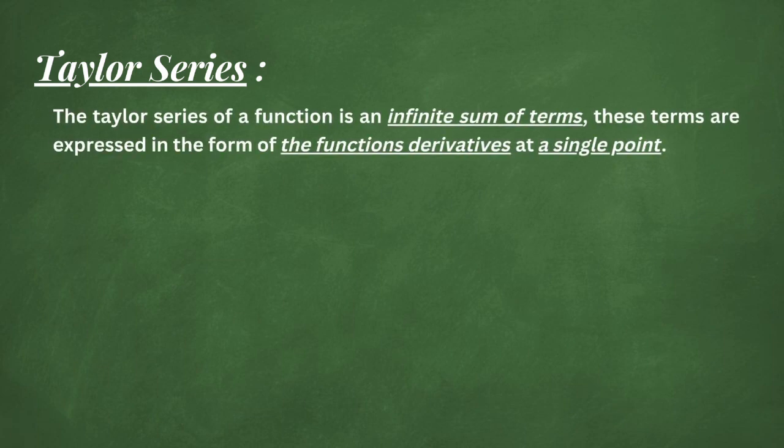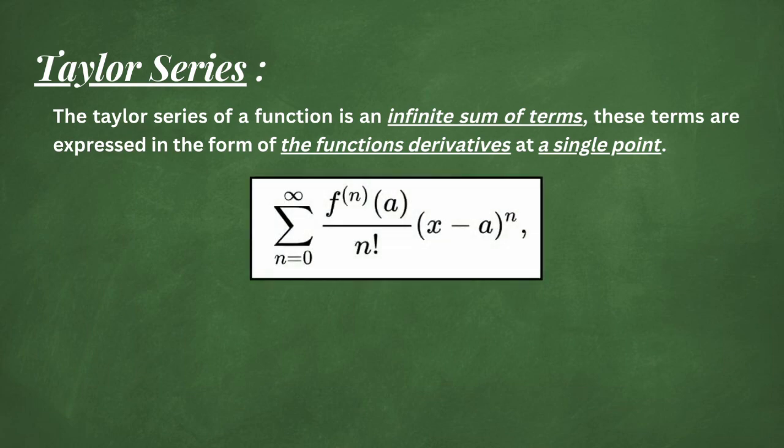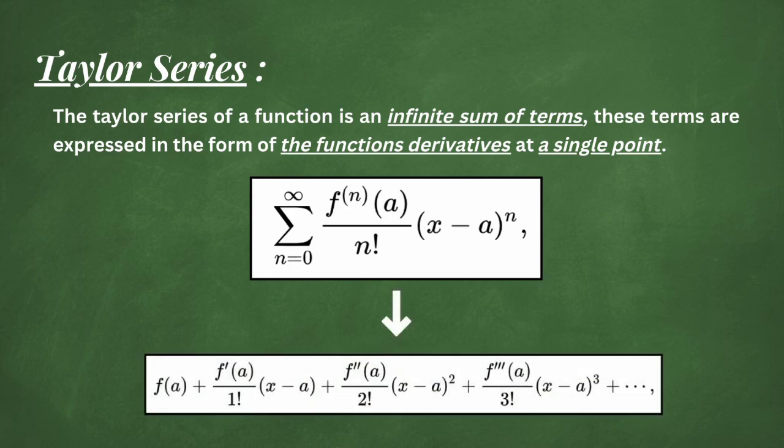Okay, so in mathematics, the Taylor series of a function is just an infinite sum of terms. Let's call these terms Taylor terms. They are expressed in the form of the function's derivative at a single point A. This allows us to write any sort of function in a polynomial form.